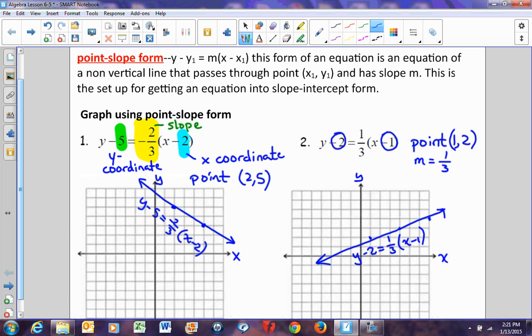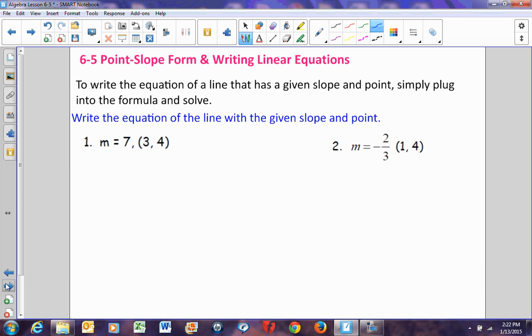Not my favorite. I rarely use it because I really don't like point slope form. I don't like to leave things in point slope form. However, you have to use point slope form in order to get things into slope-intercept form. To write the equation of a line that has a given slope and a point, we just simply plug into the formula and solve the equation.